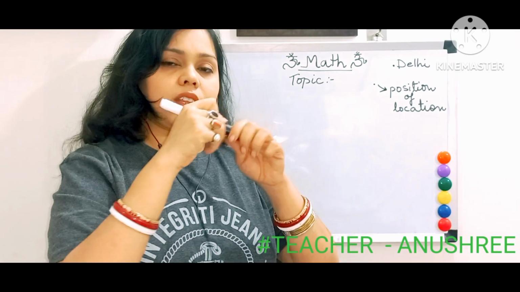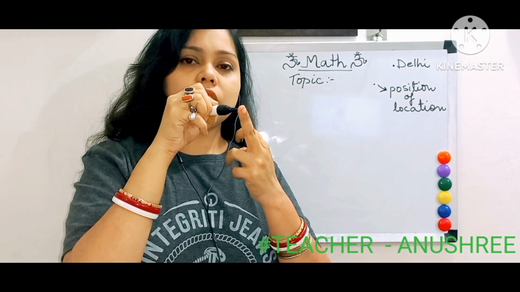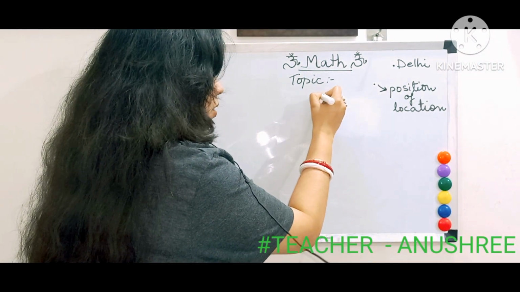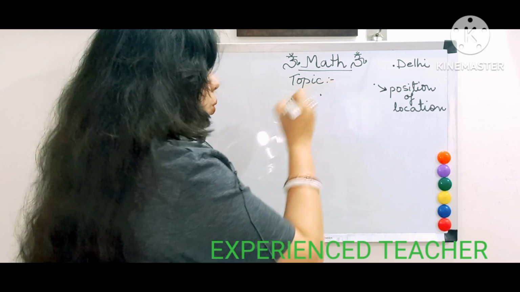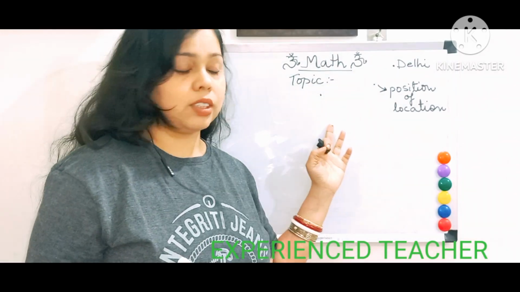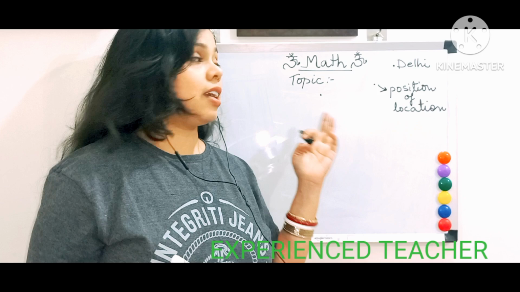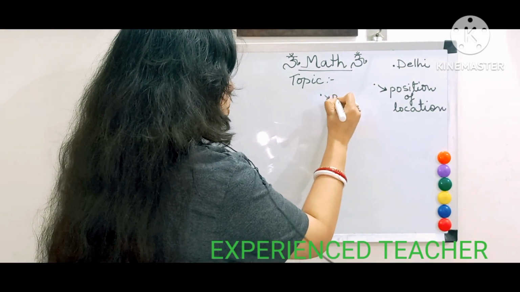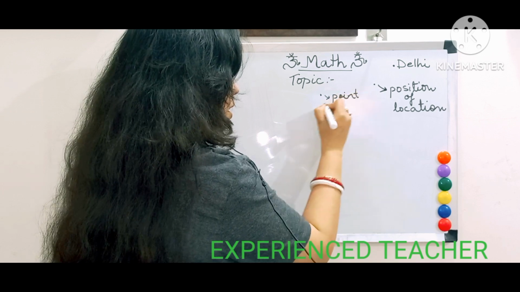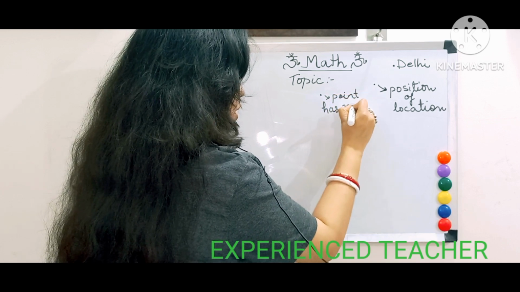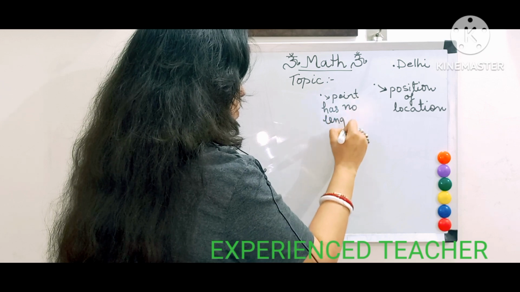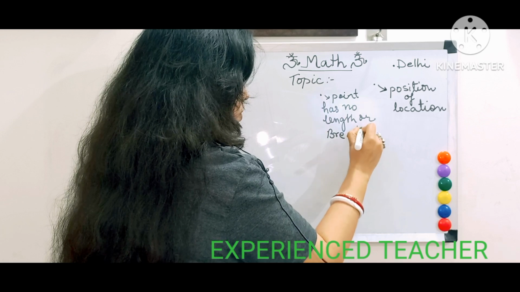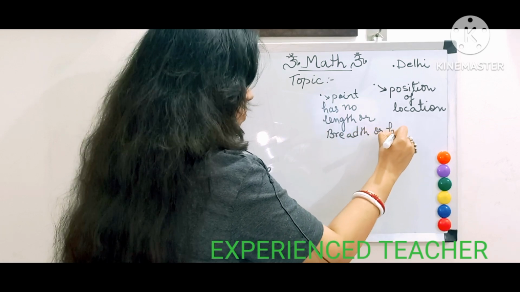In a similar way, this marker has a sharp point, right? And if I point the marker on this board, it looks like a dot, or you can say it looks like a point. So this is a point, which has no length or breadth or height, right?